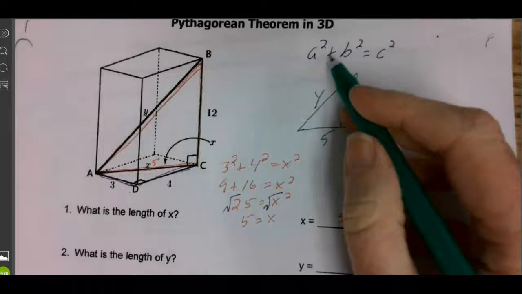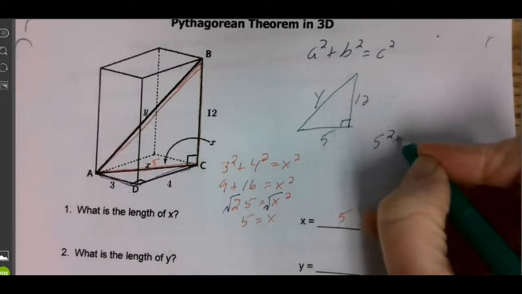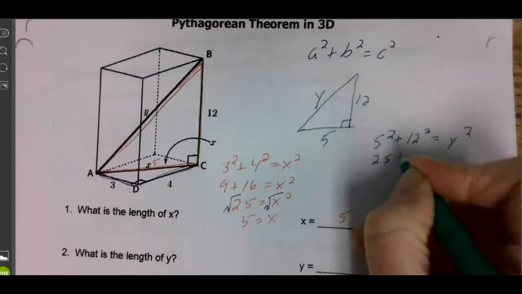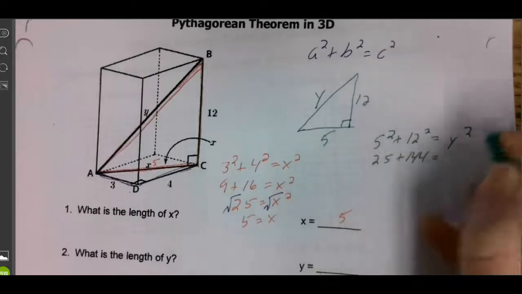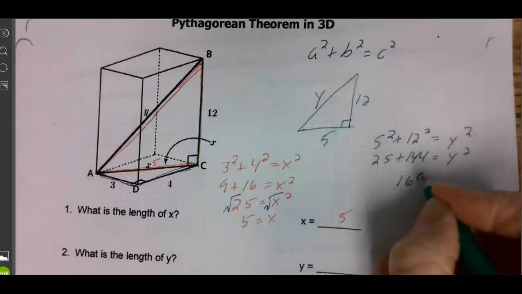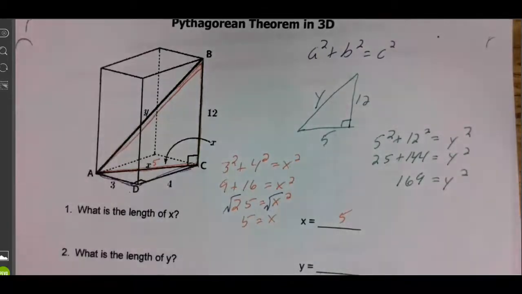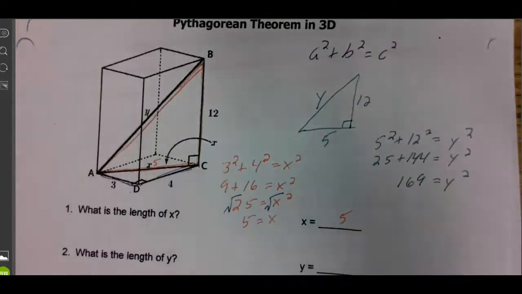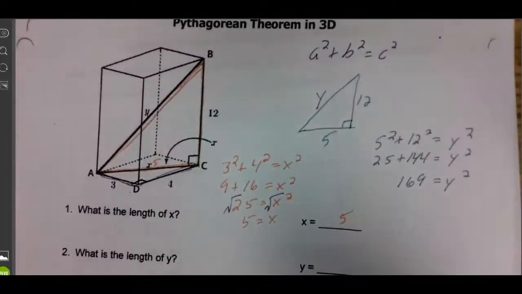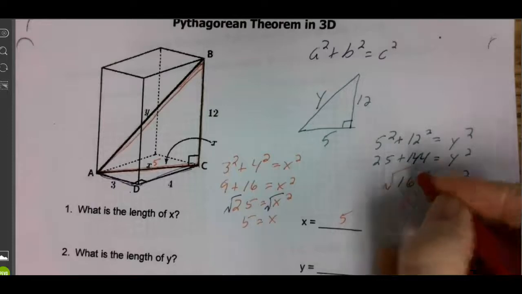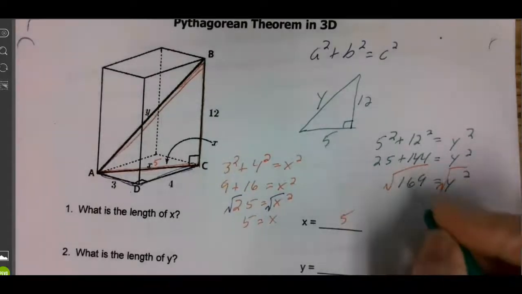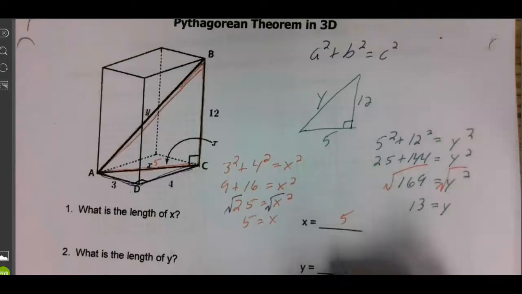So now we're going to plug this into Pythagorean Theorem. 5 squared plus 12 squared is equal to y squared. So 25 plus 144 is equal to y squared. 25 plus 144 is 169. I'm going to pause for a second, make sure that you're with me on all of those. Okay, and now what do we do to both sides? Right, we take the square root. Oh, and look at 169. We should recognize that. That's a perfect square. 13 is equal to y.